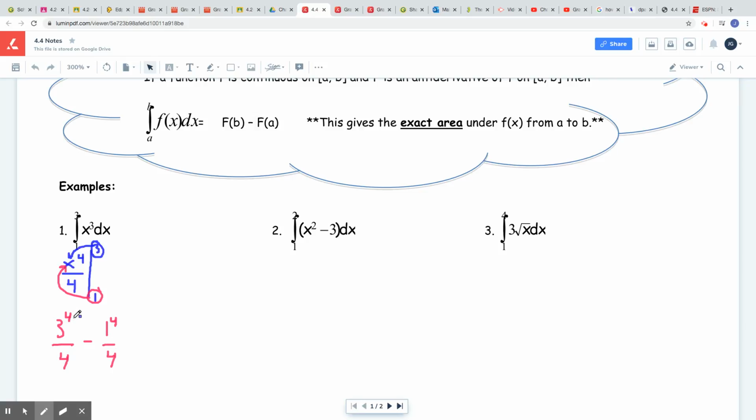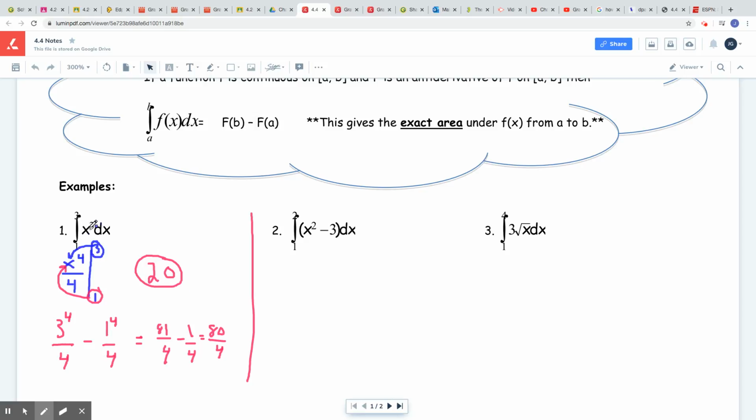3 to the 4th: 3 squared is 9, and 9 times 9 is 81. So that's 81 over 4 minus 1/4. And 81 over 4 minus 1 over 4 is 80 over 4, and 80 over 4 is just 20. So our answer for number 1 is 20. That is the exact area. If we were to graph x cubed and take the area under it from 1 to 3, the area would be 20.